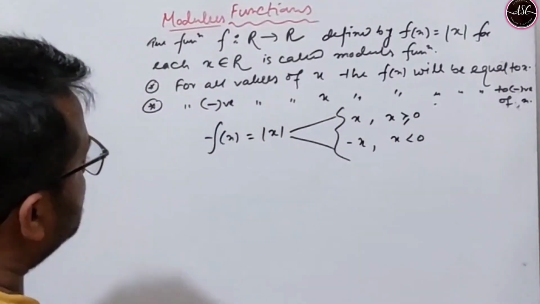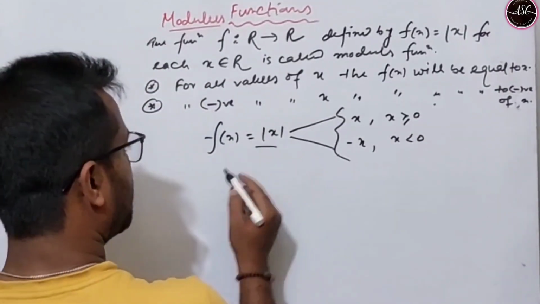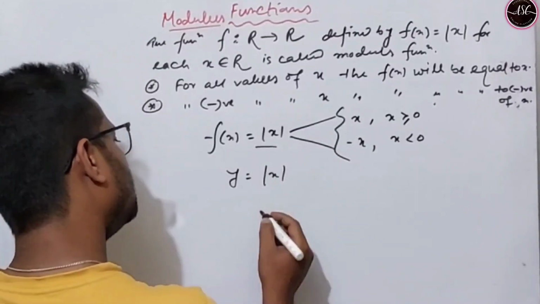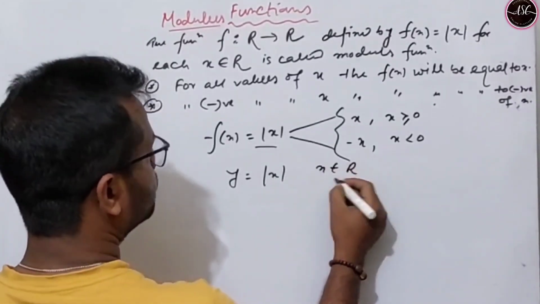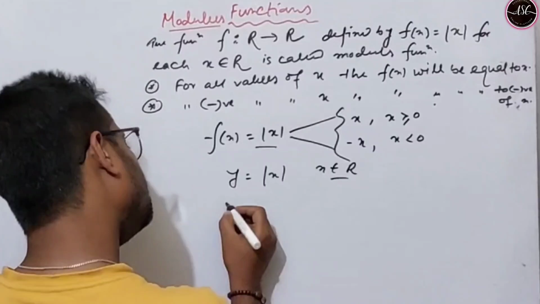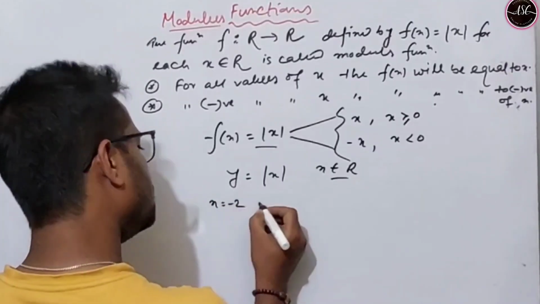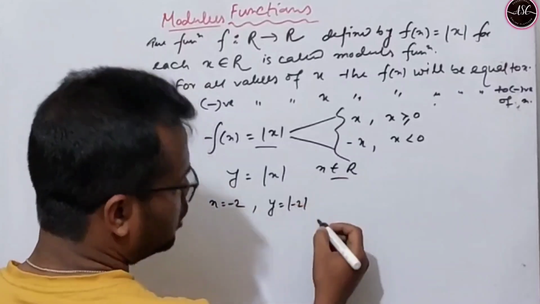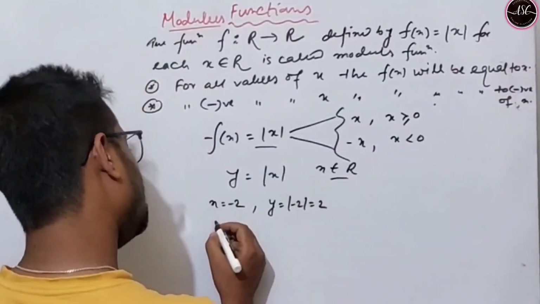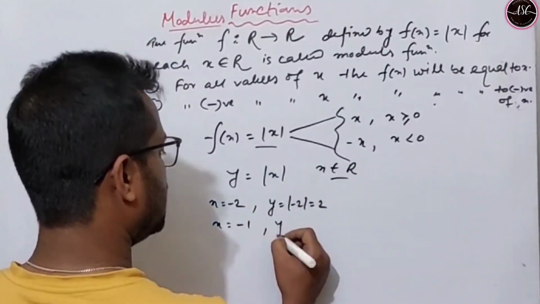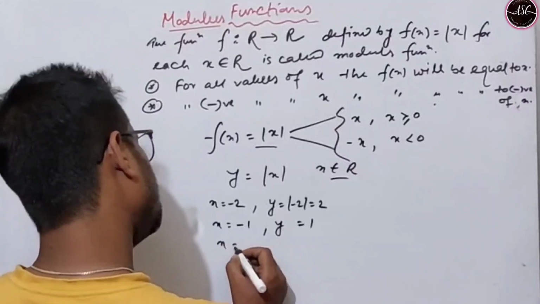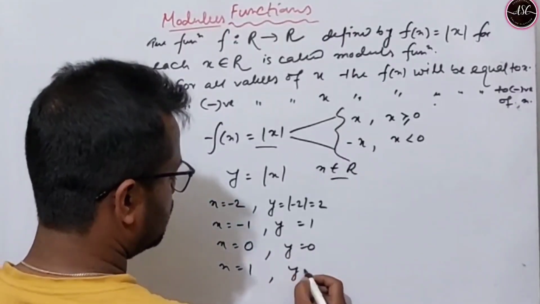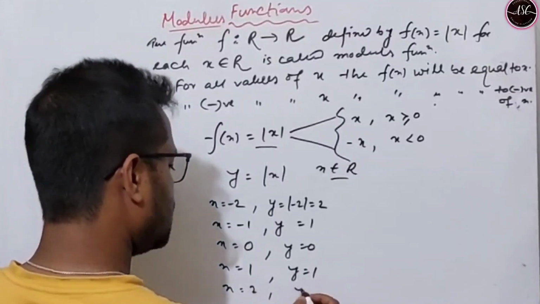Here just look at this equation, y is equal to mod x. Now x belongs to R, so putting x equal to minus 2, we get y equal to mod minus 2, that means 2. x equal to minus 1, y equal to 1. x equal to 0, y equal to 0. x equal to 1, y equal to 1. x equal to 2, we get y equal to 2.